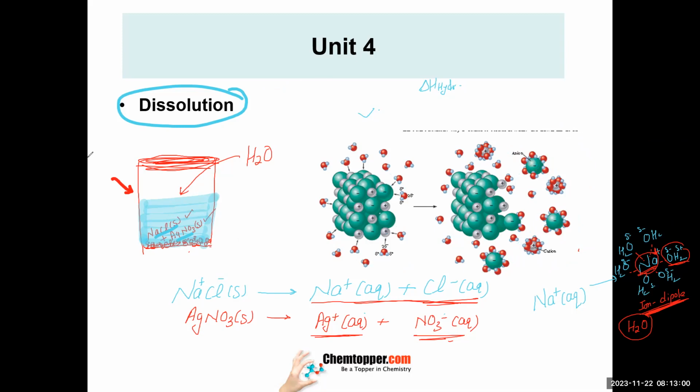Let's write down nitrate first. All of you are making it. NO3 minus. It's a negative ion. So who will come first? How are you going to write water? H2O or OH2? What is the right way of writing?